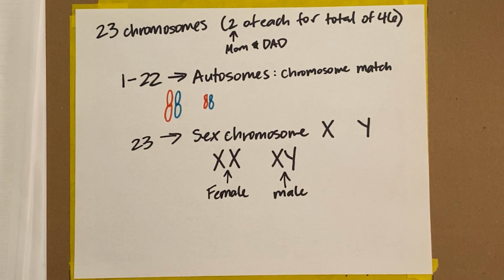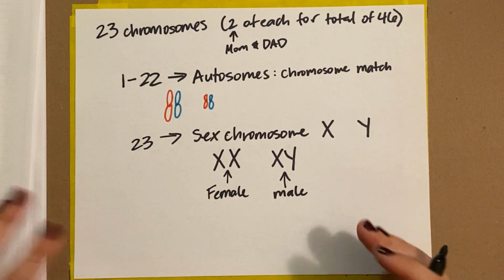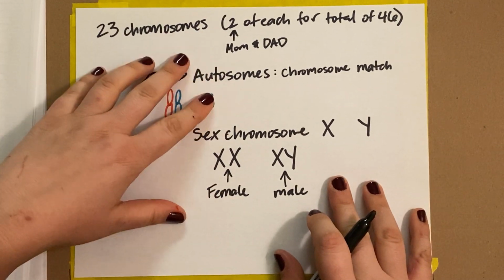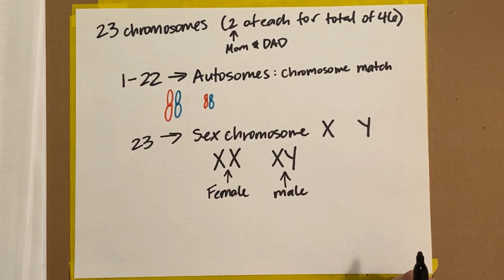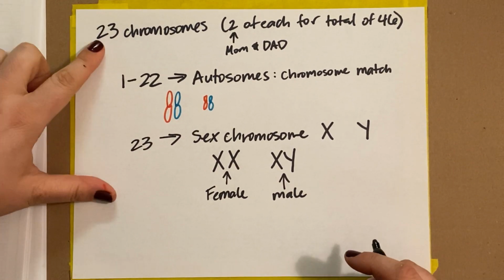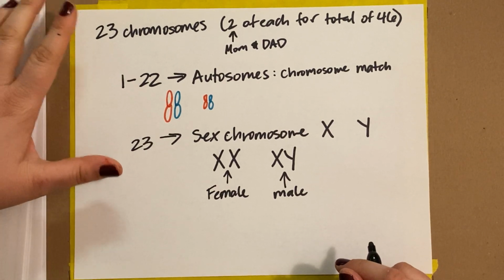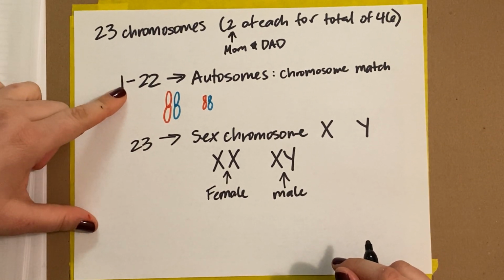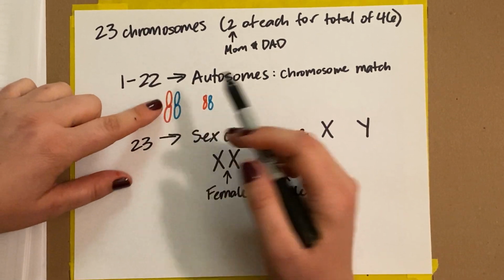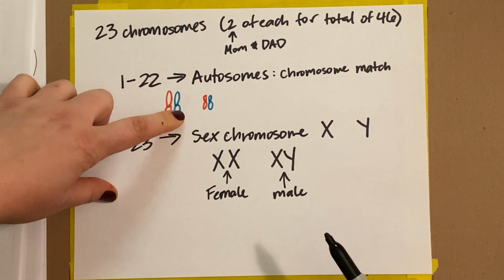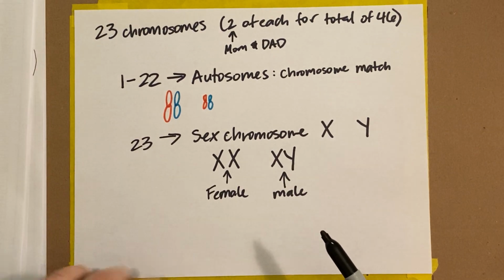Okay, so when we go through the process of meiosis, we're going to have to pay attention to these homologous chromosomes and the sister chromatids as well. Again, there are 23 chromosomes in all, two of each one. So 1 through 22 are called autosomes. They're the same actual size, same genes, everything's the same.